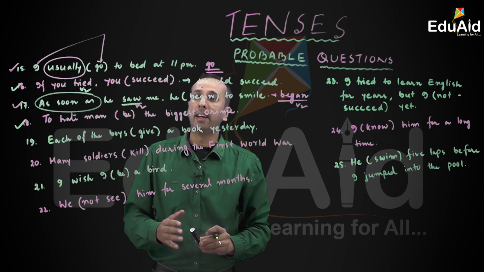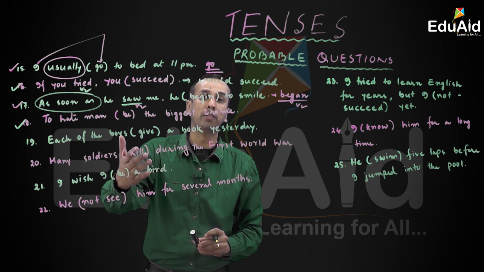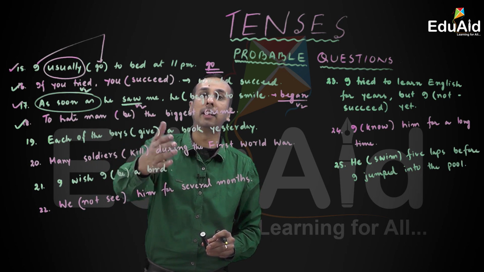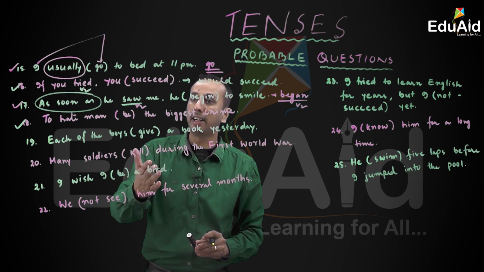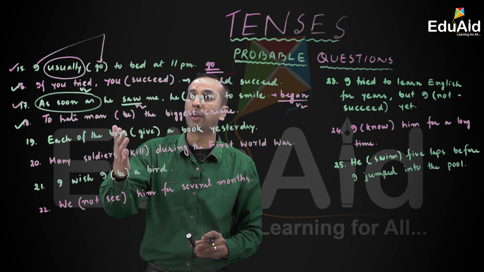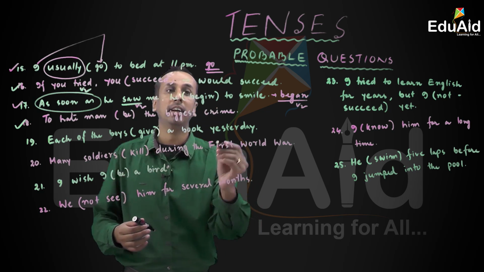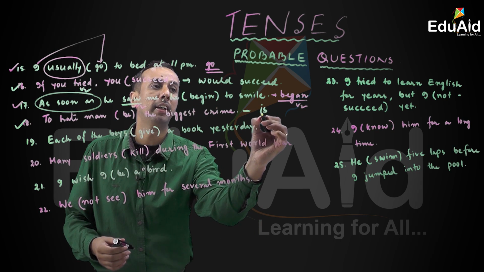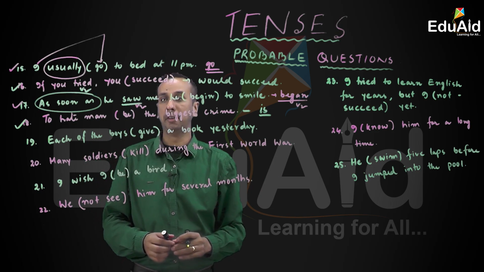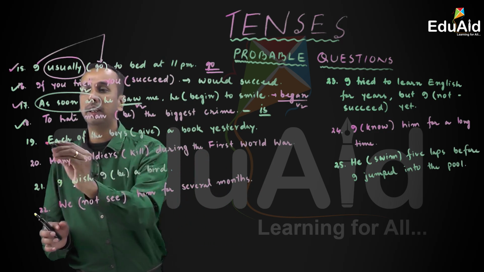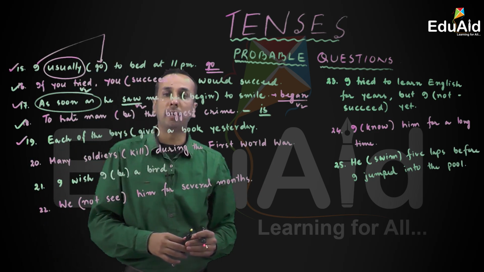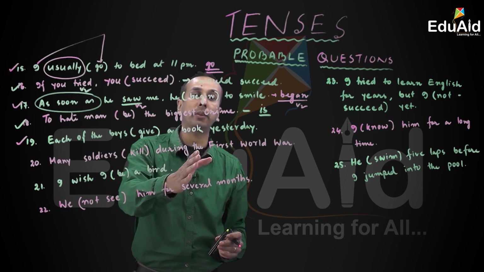Be form to dibo amak, to hate men be the biggest crime. So that kind of a habitual action denoting to hate men is the biggest crime. To hate men is the biggest crime here. Question number 19. Each of the boys gave a book yesterday.